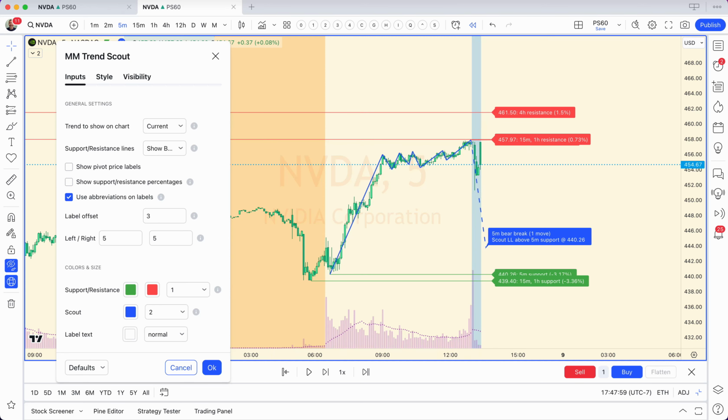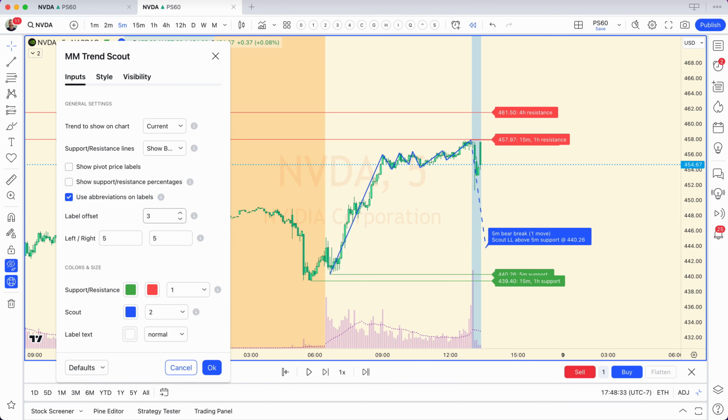Use abbreviations on labels is checked by default, but you can uncheck it and then you'll see these switch. There, it switched over here from LL to lower low. So turn it back on. You'll see this label change. LLC. So it's really just making it so your labels don't take up so much space.